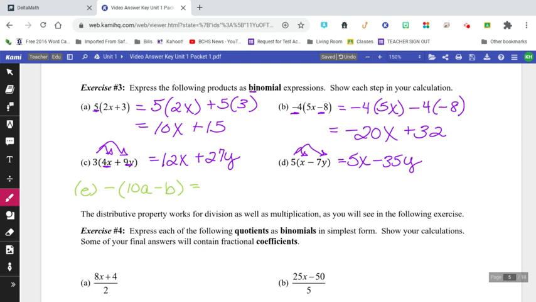What's really with that negative out front? We just don't write it. It's really a negative 1. Okay? So even when it's just a negative, you're still distributing a negative 1. So negative 1 times 10a would be negative 10a, and negative 1 times negative 1b would be positive 1b. Now you can write the 1 in front of the b, but you do not have to.